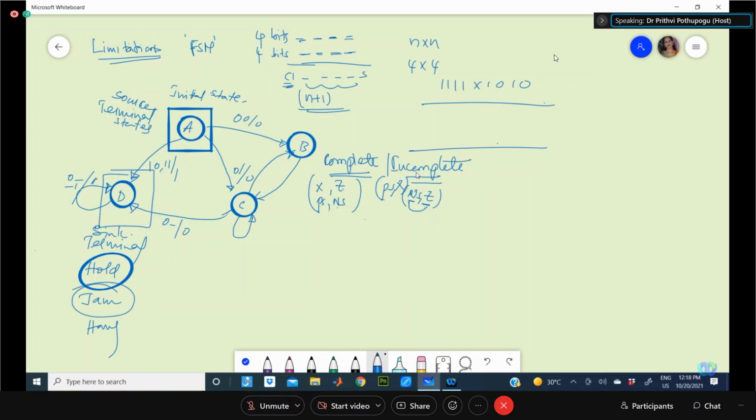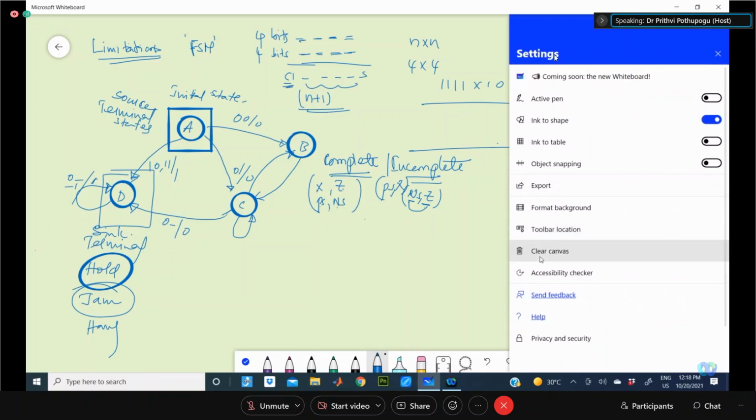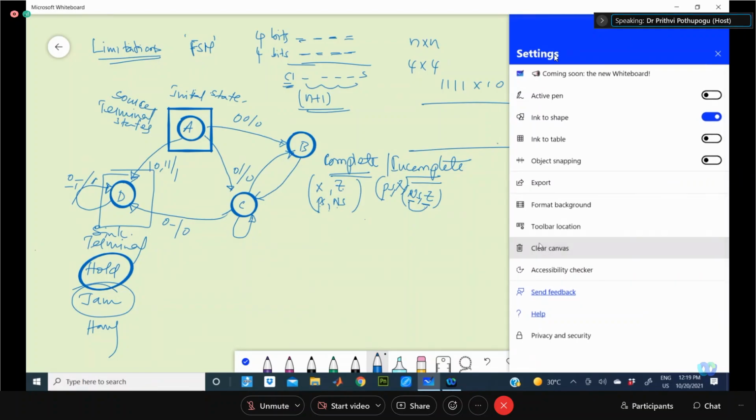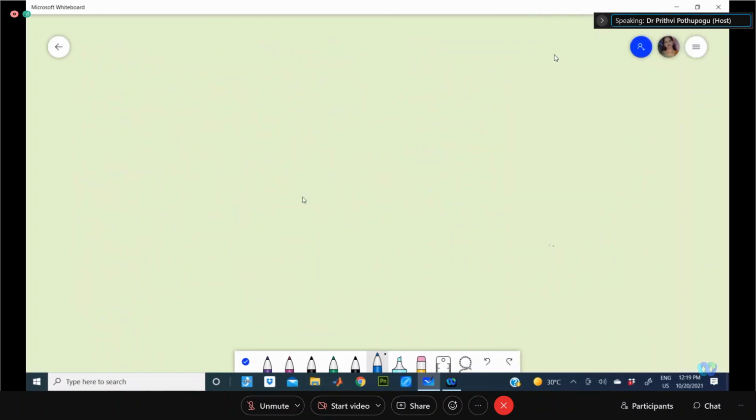Complete and incomplete is another classification of sequential designs. Now we'll take separately the rule for the redundancy check for a complete system and for an incomplete system. So for a complete system, we do the analysis based on what is called the equivalence check.